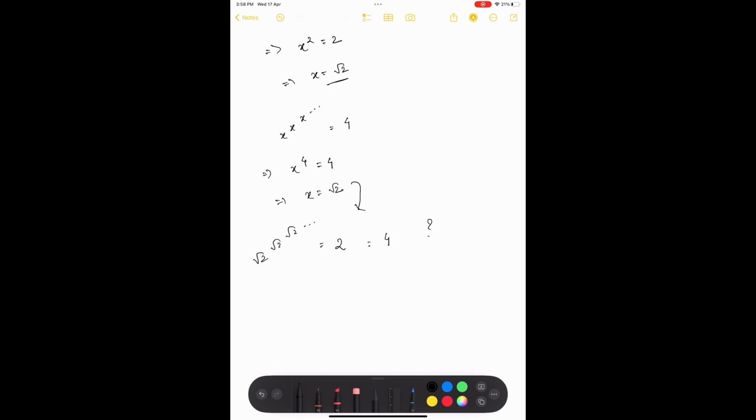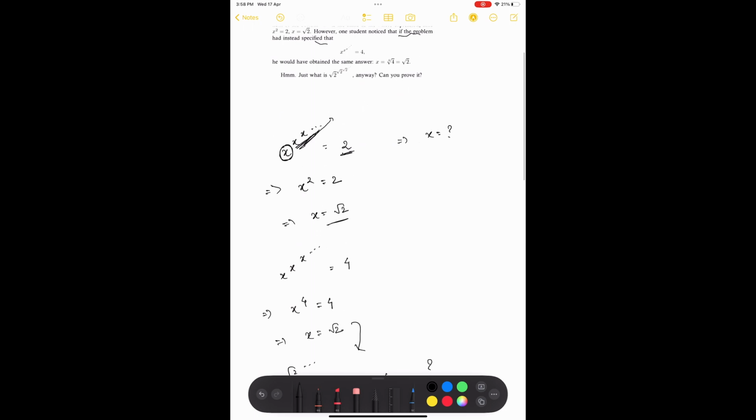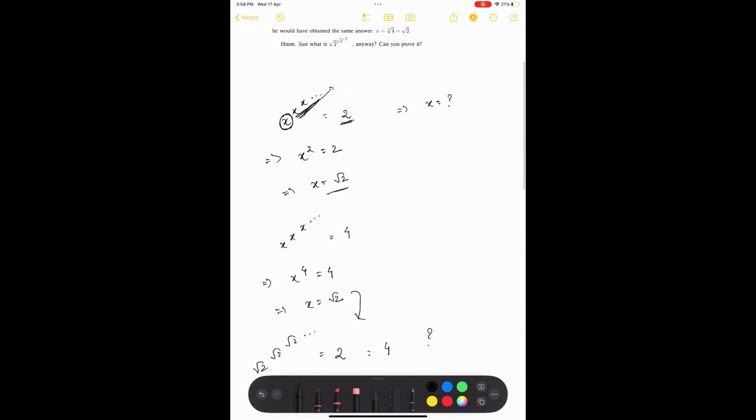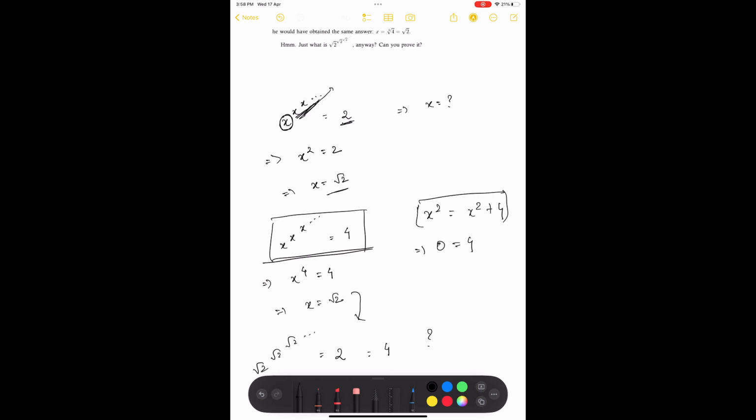So the problem is in writing this equation. Like if we write x squared equals x squared plus 4 and subtract x squared from both sides, we get 0 equals 4. But writing this is absurd. Similarly here, x raised to the power x can never equal 4. Let's prove it.